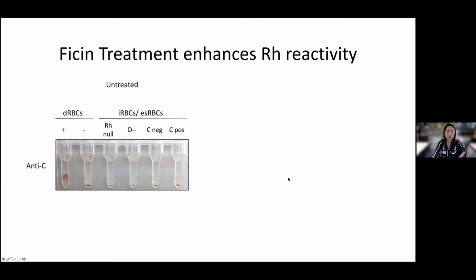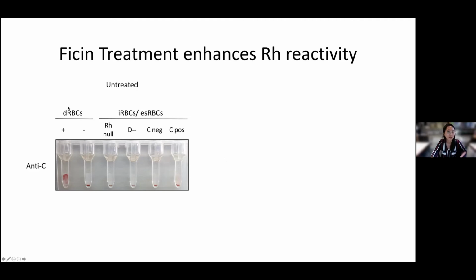So going from using monoclonal typing reagents, which have a really high titer, and moving towards having IRBCs be able to detect lower titer antibodies in patient plasma, we had to use Ficin treatment with our IRBCs. And Ficin treatment is just a standard thing that blood banks and reference labs do to enhance RH reactivity. And we had to do this because we just weren't seeing such a robust agglutination pattern with IRBCs.